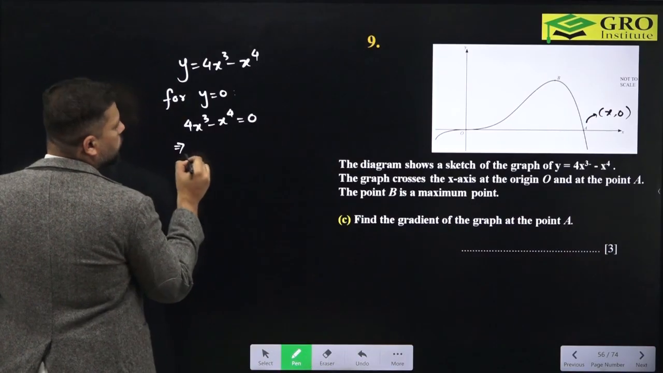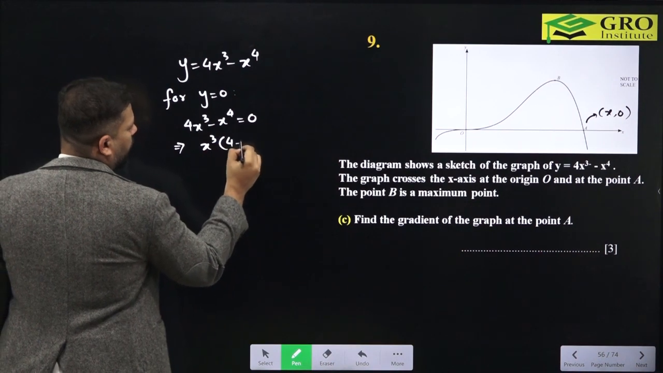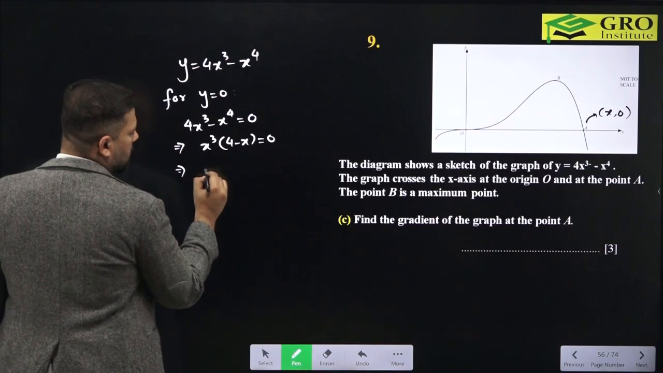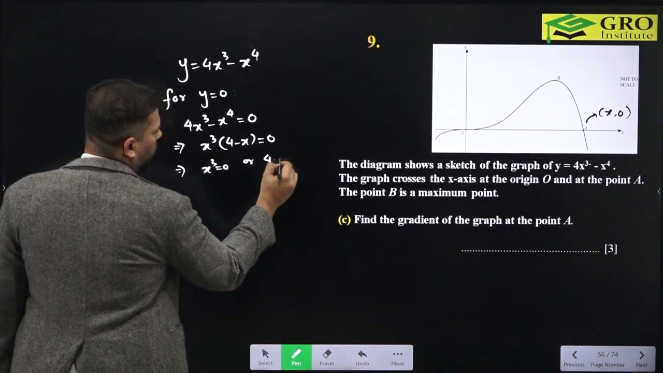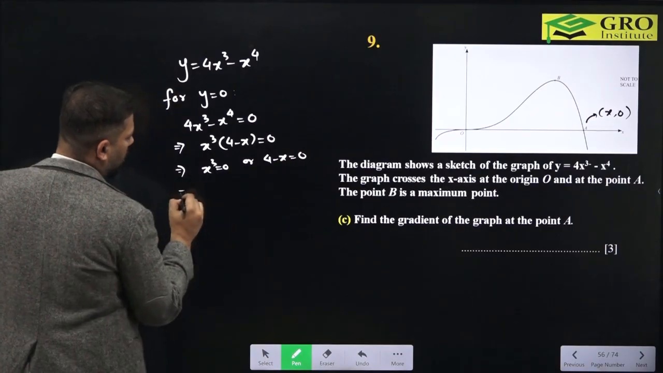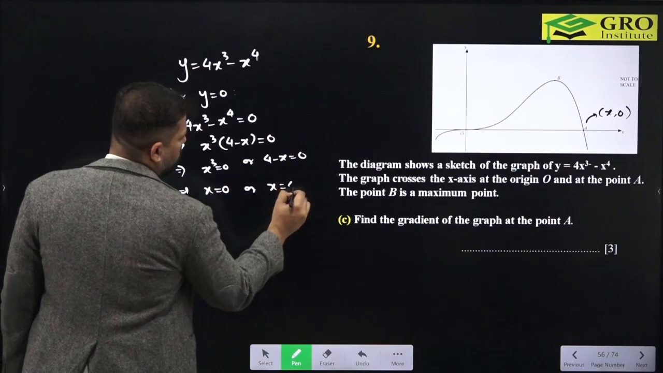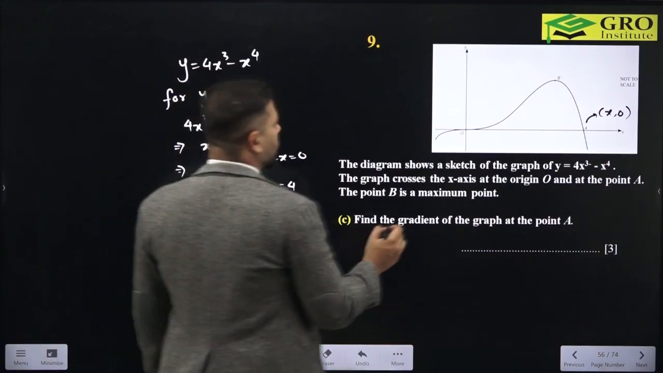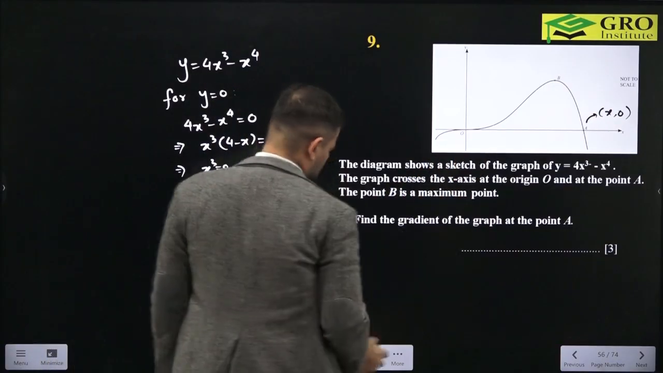So when we further solve it, we get x cube common, and we are left with 4 minus x equals 0 over here. So this means x cube equals 0 or 4 minus x equals 0. So either x equals 0 or x equals 4. So if I talk about this x equals 0, at x equals 0, we are going to get this point, isn't it?